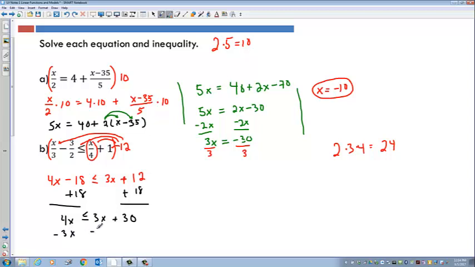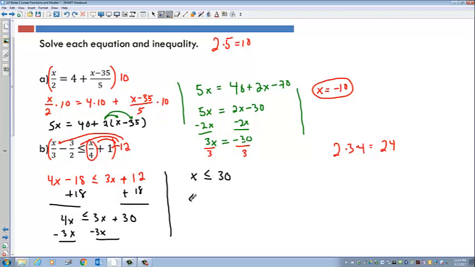So solving an inequality is just like solving an equality. The only difference is if you multiply or divide by a negative number, you have to remember to flip that inequality sign. But right now we're doing just fine. And so we'll subtract 3x from both sides, and we'll get x on the left, less than or equal to the number 30.